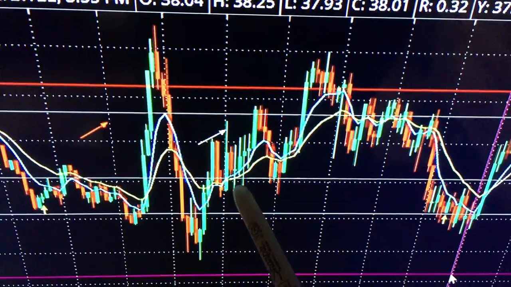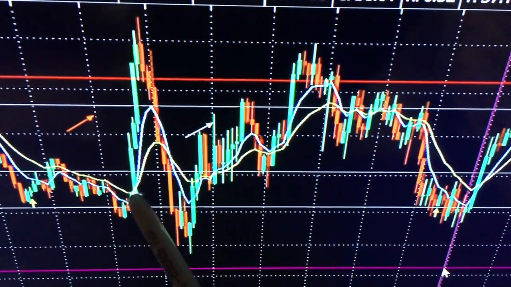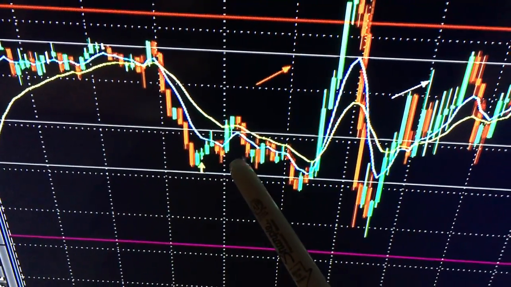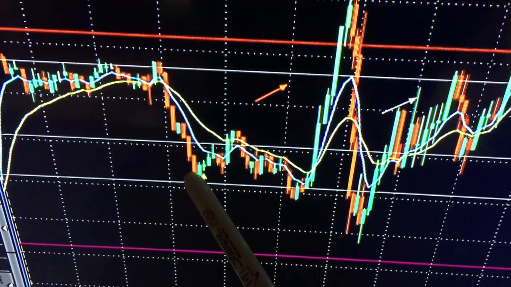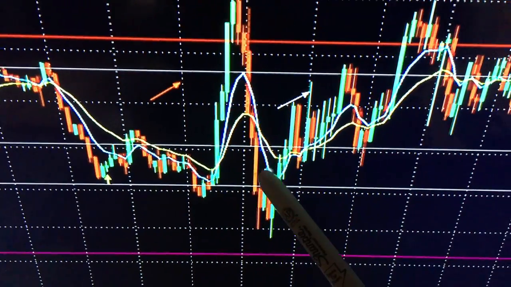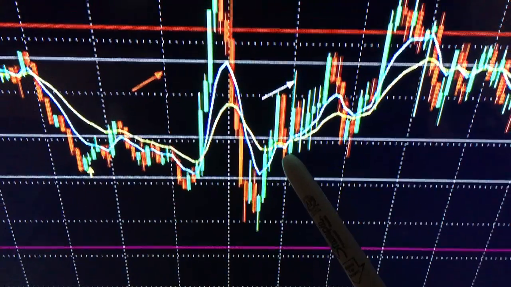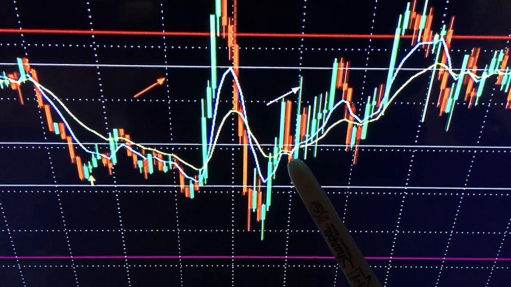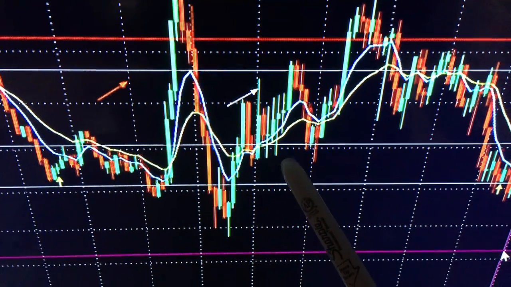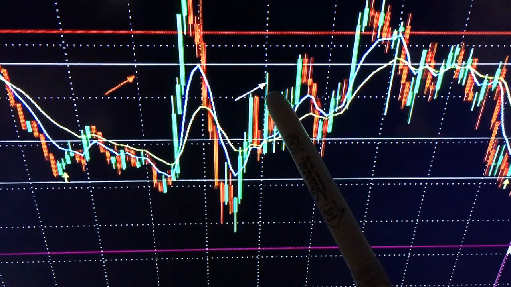Price did retreat, kind of held at this area here. You can see this was a support area based on price action. You can see how the candles found a base here. And sure enough, price did find a base here, but it didn't go any further.